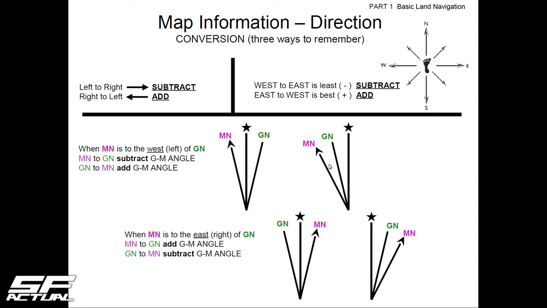Same thing in this situation. Magnetic north is still west of it. If I'm going west to east, I subtract. If I'm going east to west, I add. Here, magnetic north is actually east of everything. It's the same thing. If I'm going grid to magnetic, so I'm going west to east, I subtract. And if I'm going magnetic north to grid north, in this case, that is going to be east to west, and I'm going to add.